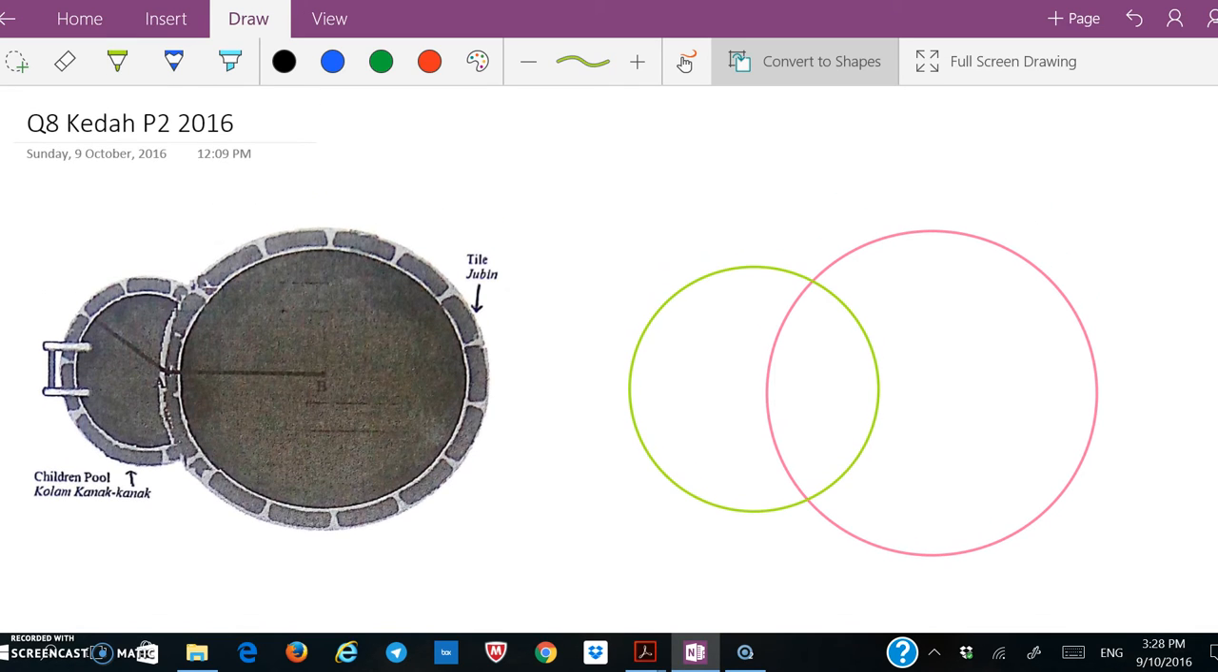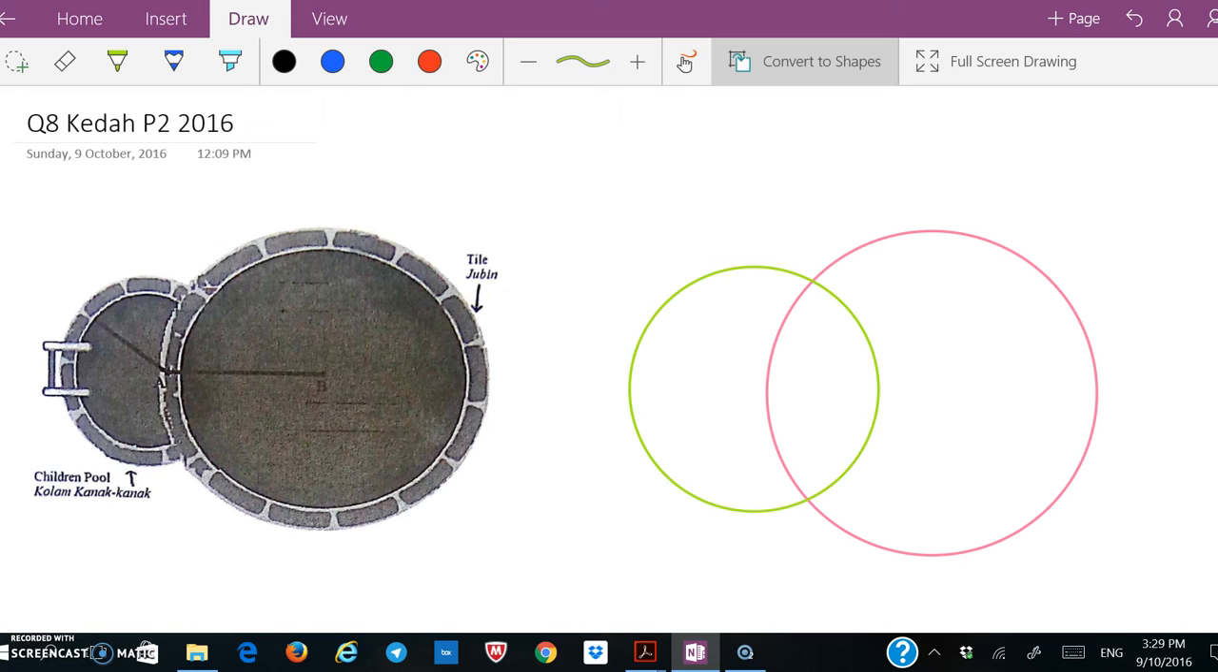Our discussion today is regarding question number 8, Kedah Paper 2 2016. Last week, when I saw my students trying to solve this question, I saw that they were having difficulty understanding what's going on based on the diagram. So my advice to them is to draw a simple diagram that is clearer, because we might need to know how to find the angles and how to find the length. Okay, so let's begin our discussion for today.